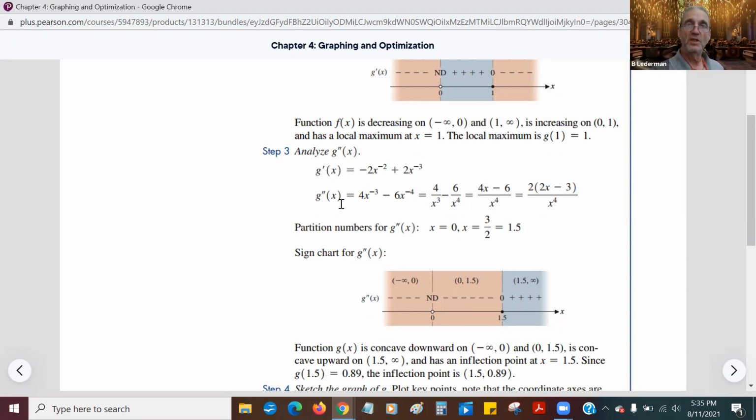So this is g prime. So g double prime is this sucker over here. And now you combine them again into one fraction. Now, why do you want to? Why bother combining it into one fraction?